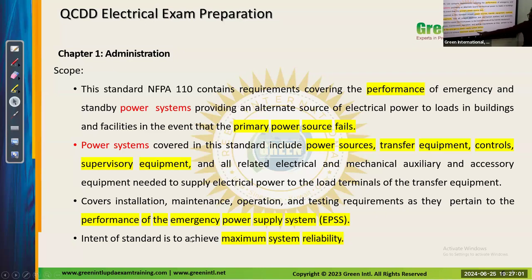So the main objective is to make maximum reliability. If A fails, we go for B. If B fails, we go for C. This way we have different options which ensure that if the power fails, we have the standby systems.